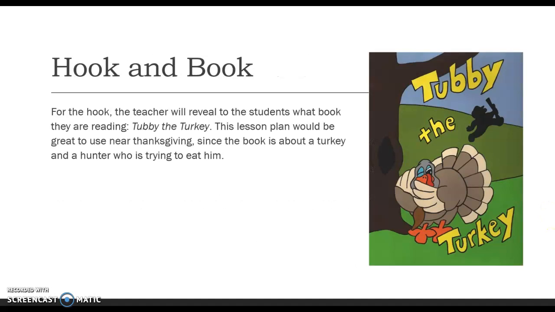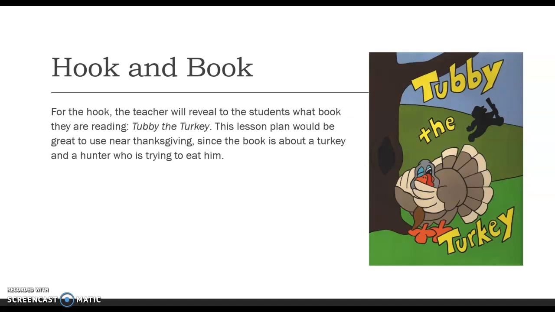The hook and the book. For the hook, the teacher will reveal to the students what book they are reading, Tubby the Turkey. The lesson plan will be great to use near Thanksgiving, since the book is about a turkey and a hunter who is trying to eat him.